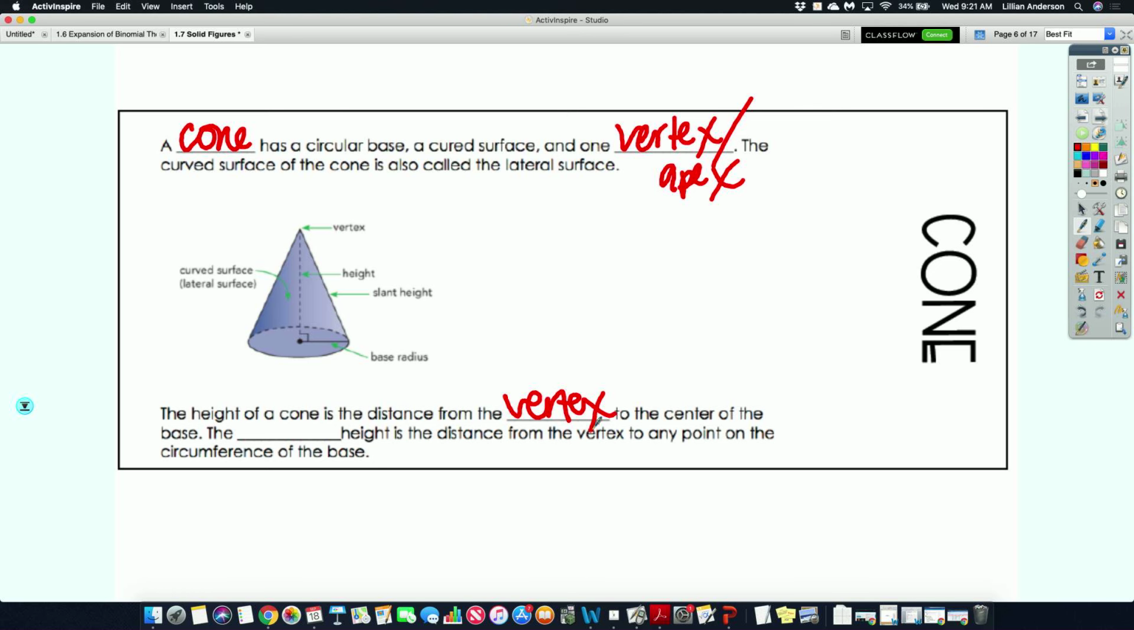The blank height is the distance from the vertex to any point on the circumference of the base. Slant. Yes, the slant height. So there's a difference when you're dealing with the cone between your slant height and your regular height. Please recognize the difference. All this is coming back, yes?